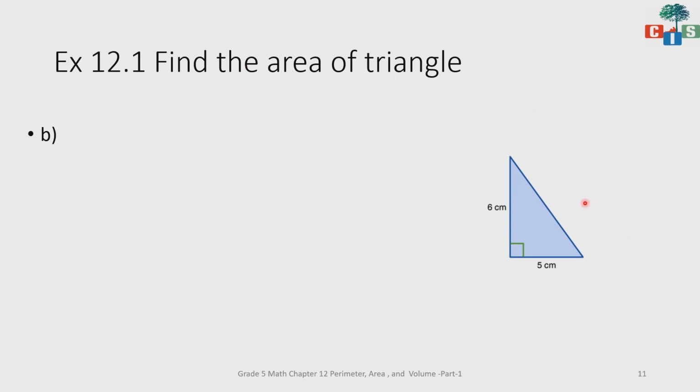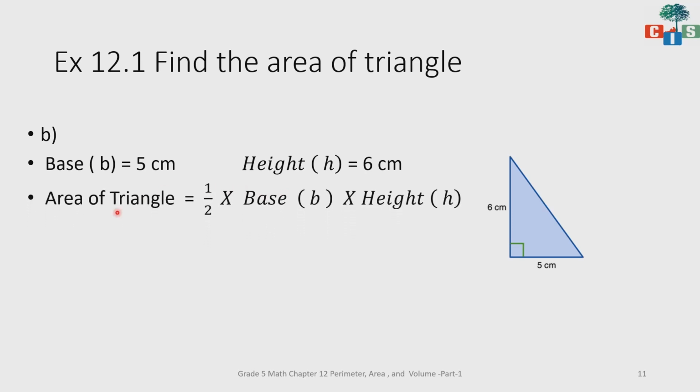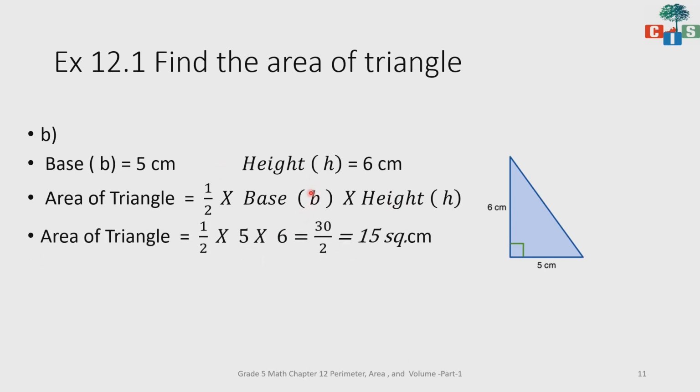So first of all, scholars, what do we need to do? We need to find the value of base and height. Here we have base as 5 centimeter and height as 6 centimeter. Now we can easily find the area of the triangle by just putting the values of base and height. So area of triangle is equal to half base into height. Here we have base as 5 centimeter and height as 6 centimeter, so we'll put those values. Next step, we'll multiply base and height and then we'll divide by 2.